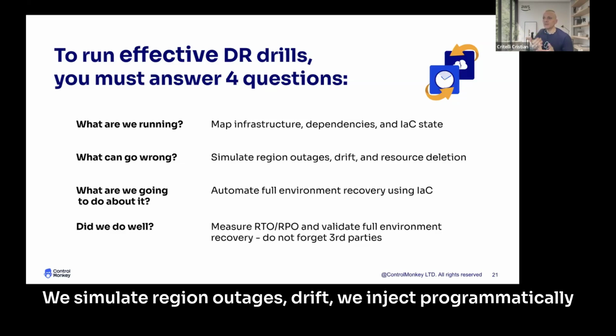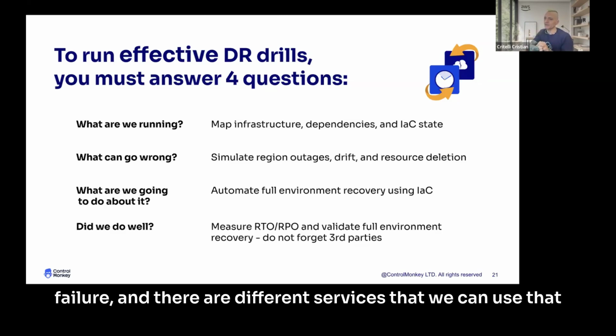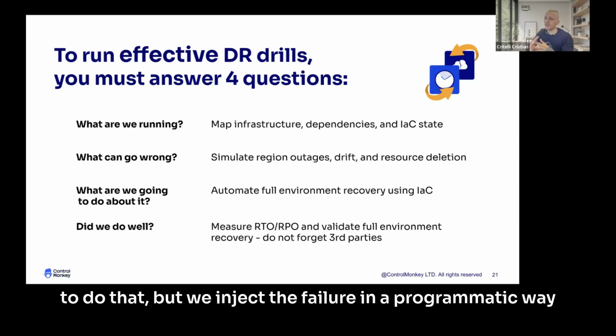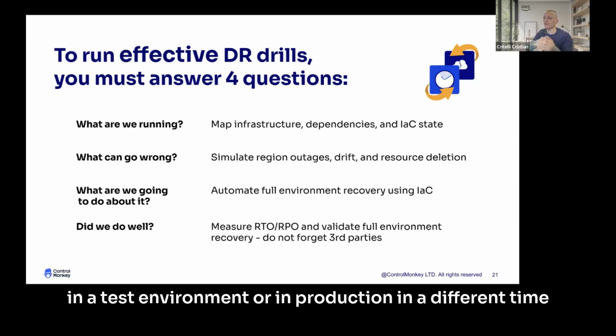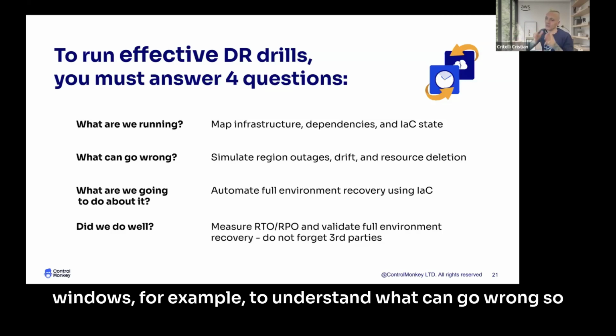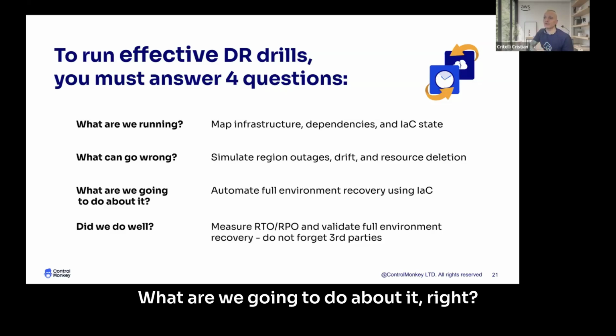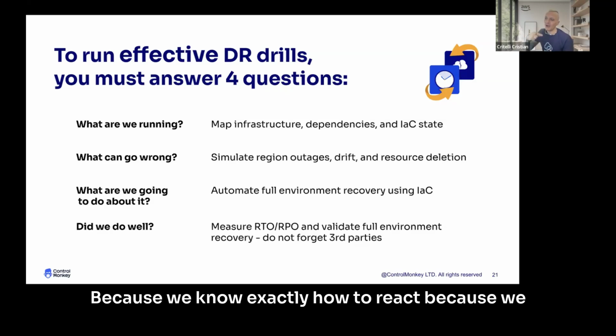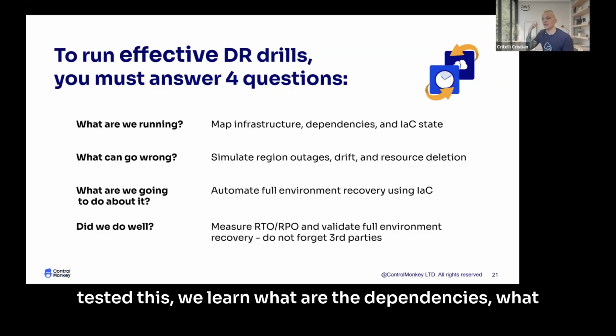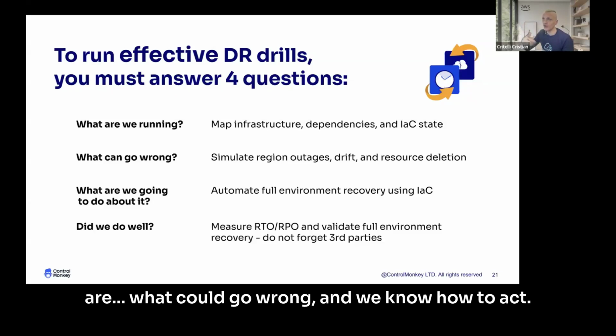We test. We simulate region outages, drift, we inject failure programmatically, and there are different services that we can use to do that. We inject the failure in a programmatic way in a test environment or in production in different time windows, for example, to understand what can go wrong so that then we can answer the third question, what are we doing? What are we going to do about it, right? Because we know exactly how to react because we tested this, we learned what the dependencies are, what could go wrong, and we know how to act.